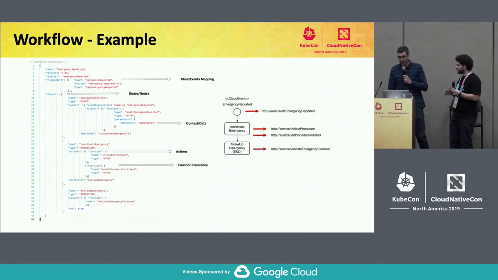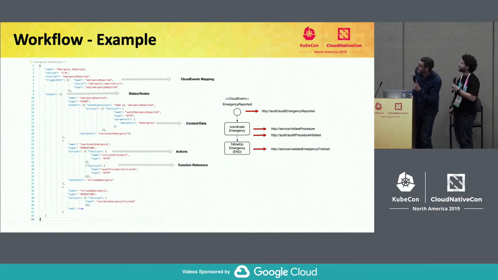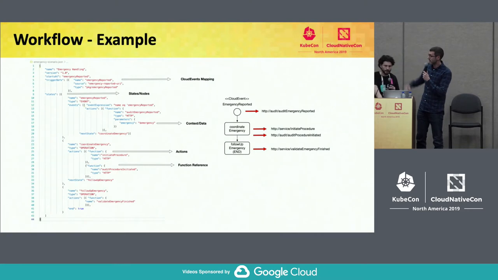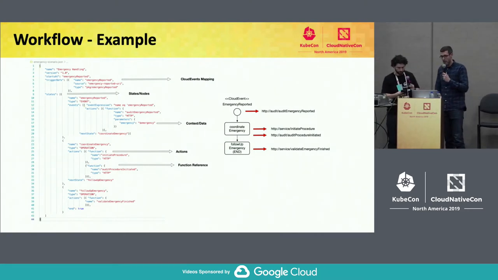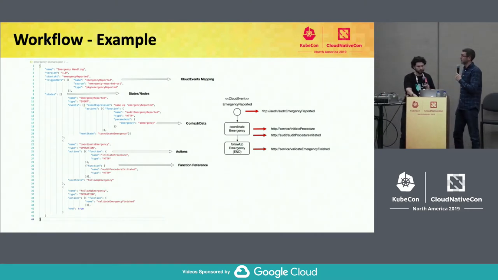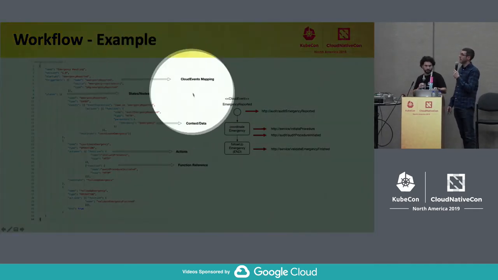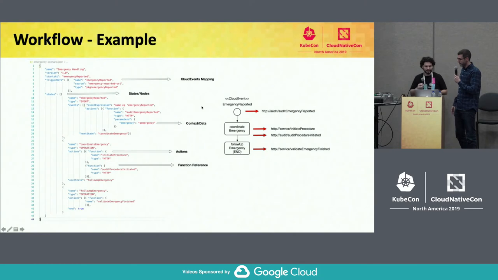Well, here we see it. Let's see if you can see that. Yeah? You can see it. Well, this is a snippet of an example of a workflow. And at the top, we can see some metadata, like the workflow name, the workflow ID, and the version.